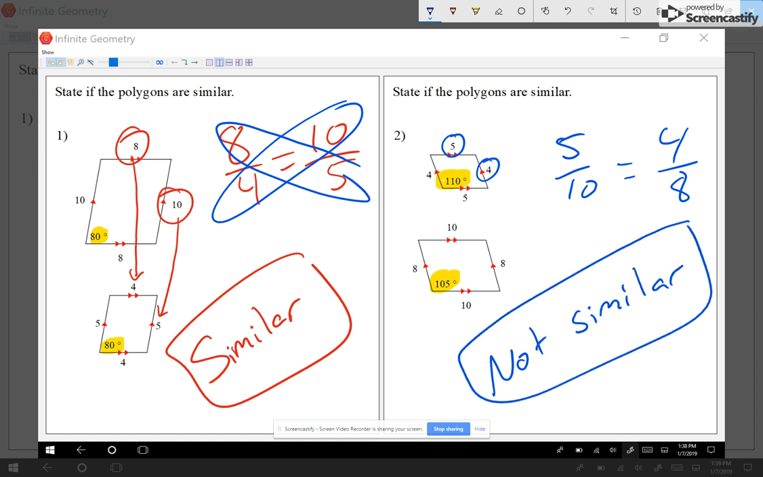So sides have to be proportional and the angles have to be the same. Otherwise, it's not similar. So same shape, just not the same size. Similarity doesn't have to be the same size. Any questions on these two?